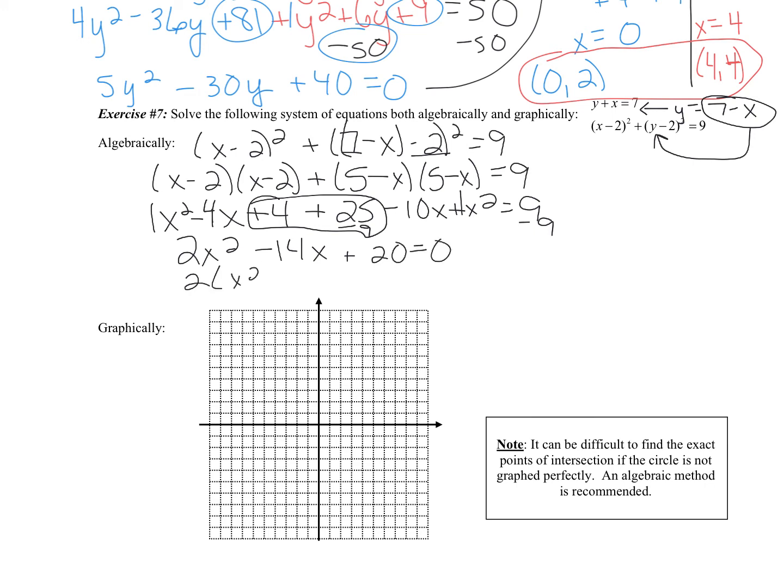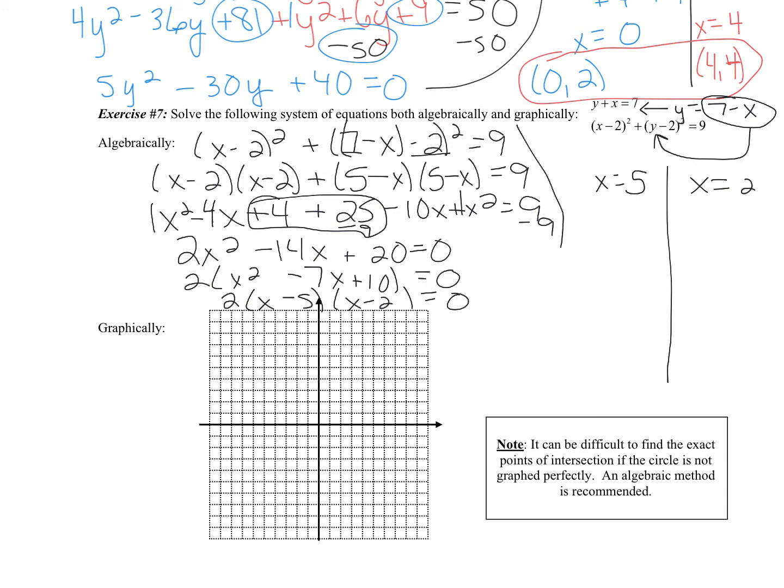GCF and factoring. So my 2 answers are x equals positive 5 and x equals positive 2. Plug it in, and we get y plus x, so y plus 5 equals 7, so y equals 2. And then y plus x, so y plus 2 equals 7, so y equals 5. So my 2 points are 5, 2, and 2, 5.